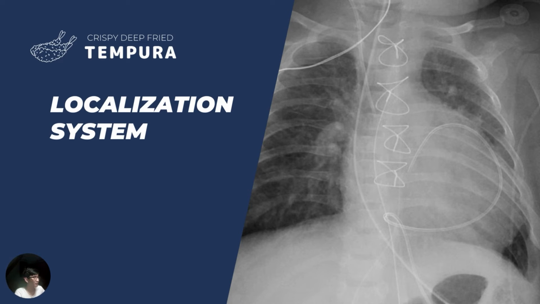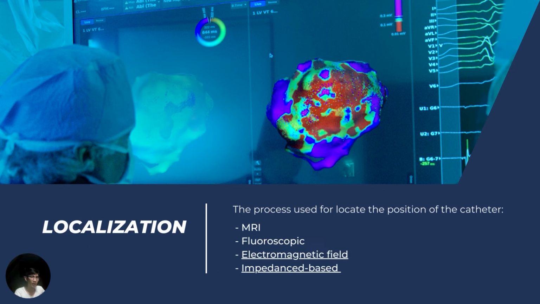And for the next part, it will be the localization system. There are several localization processes to navigate the catheter during the operation, and there are 4 main types of navigation methods: MRI, which stands for magnetic resonance imaging; fluoroscopic, the method where we use X-ray to locate the catheter; EMT, or electromagnetic localization, a method that uses the induced voltage generated from the movement of the catheter under the electromagnetic field.